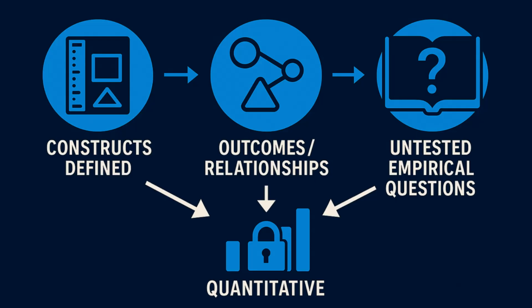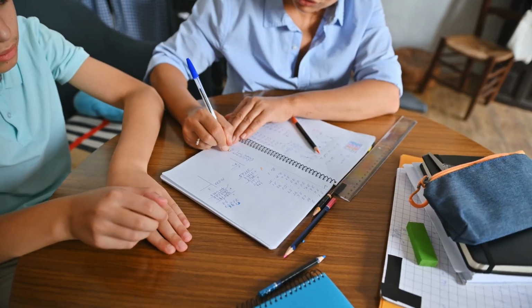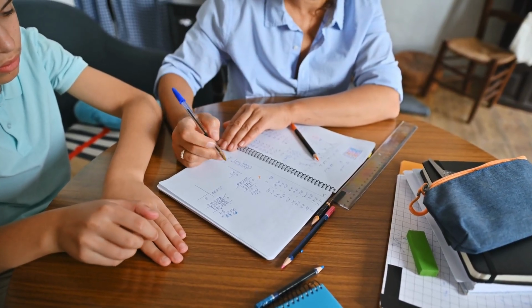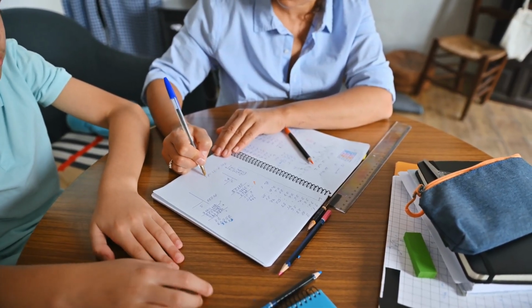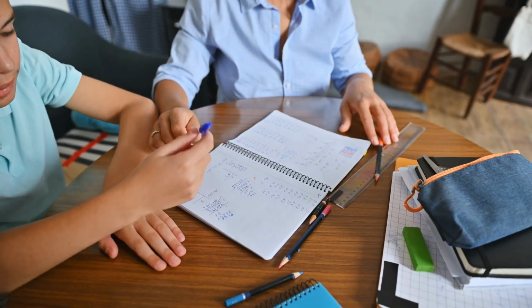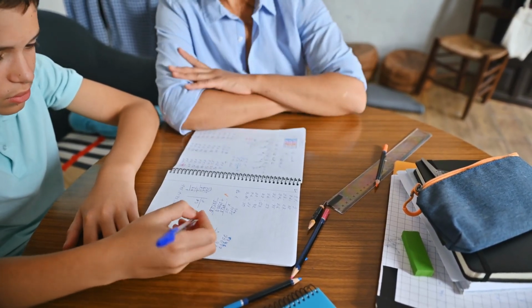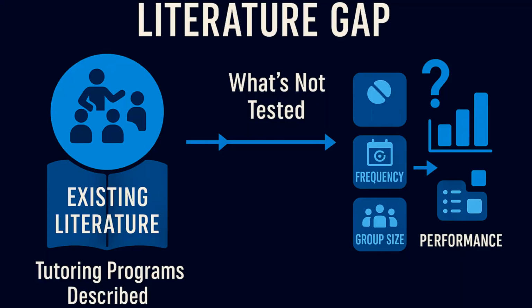A quantitative design becomes necessary in studies where the constructs are already defined. The research problem concerns outcomes or relationships among variables, and the literature gap involves untested empirical questions. An example arises when districts expand mathematics tutoring programs across multiple middle schools. Despite similar models being implemented, achievement gains differ markedly across sites, raising concerns about equity and effectiveness. Existing literature may describe tutoring programs broadly, but it may not test whether dosage, frequency, group size, or instructional format predict differences in student performance.